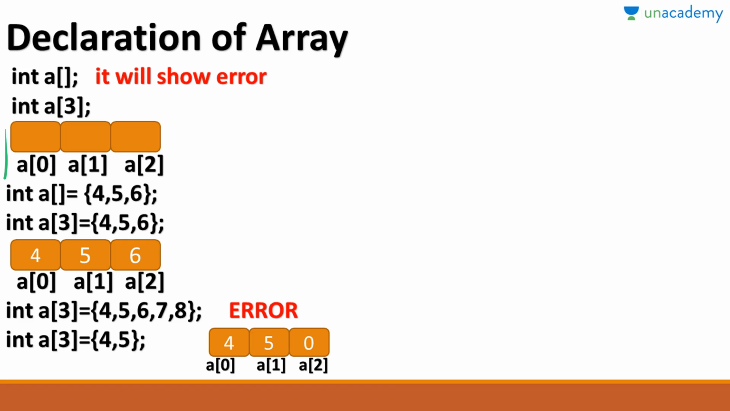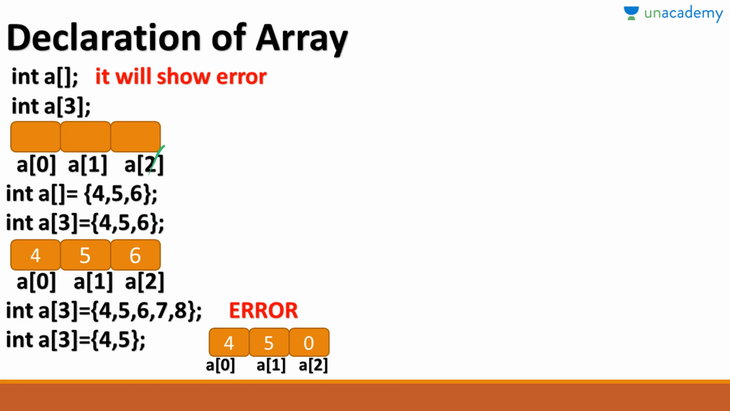Now I am declaring and initializing also, that I have taken int a[] = {4, 5, 6}. So 4 will be stored in a0, 5 will be stored in a1, and 6 will be stored in a2. Here you can see that I have not defined the size, but I am initializing the values, so it will automatically store these values in a0, a1 and a2.